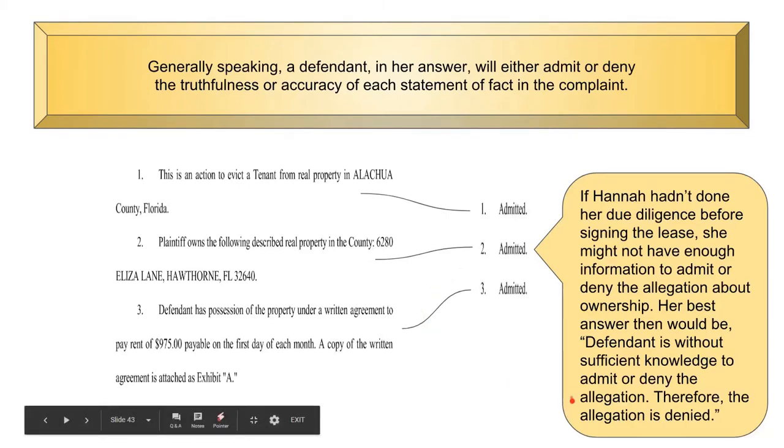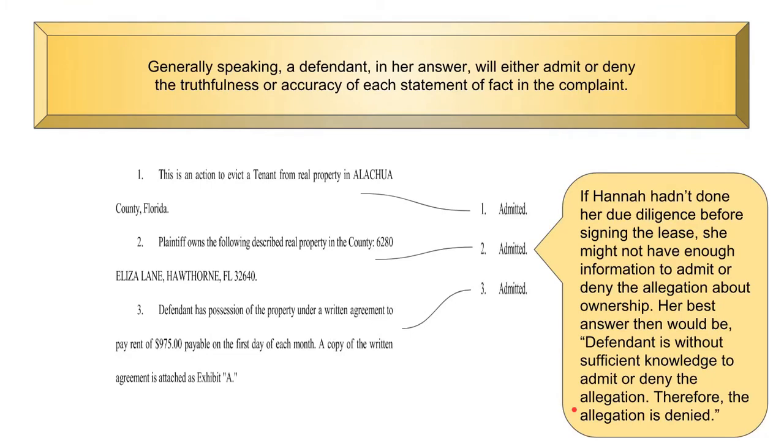Now, this denial is actually very important because it will require Swamp Rose to prove that it owns the property. What if some other entity or a person was the actual owner of the property, but Hannah didn't know that? If Hannah didn't deny this allegation, then she would miss out on a potential opportunity of having the case dismissed.